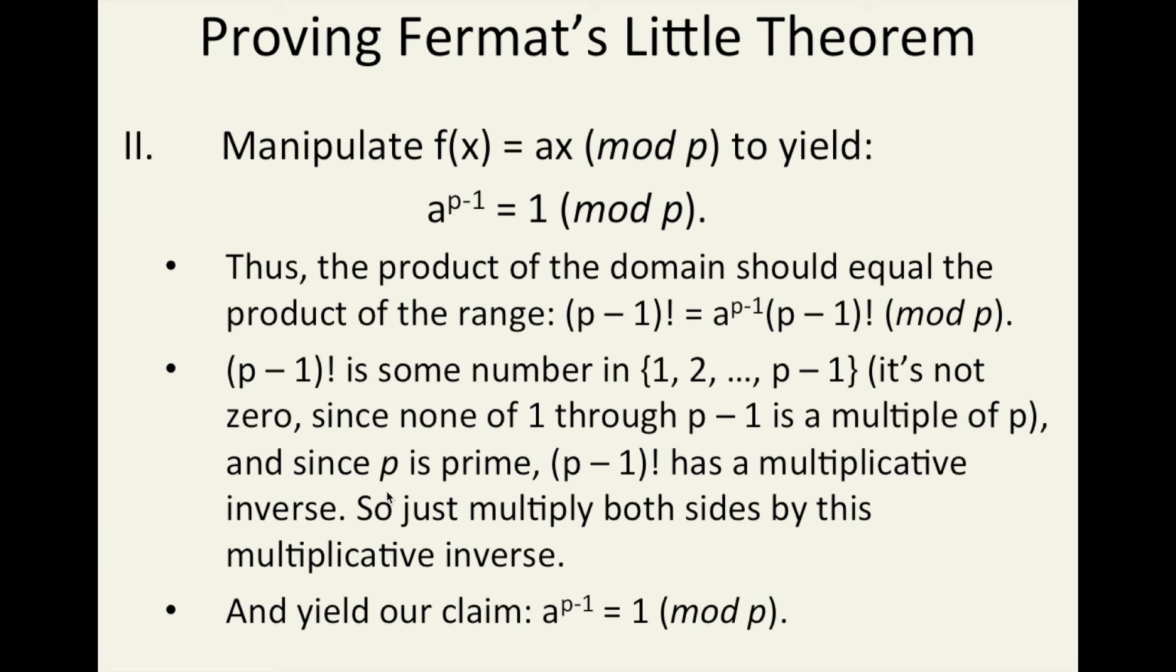And since p is prime, then p minus 1 factorial has to turn into one of these numbers, and it has to have a multiplicative inverse. So we can just multiply both sides of this equation by the multiplicative inverse of whatever p minus 1 factorial is. And so we can cancel both sides of this p minus 1 factorial, and we yield our claim that a to the p minus 1 equals 1 mod p.